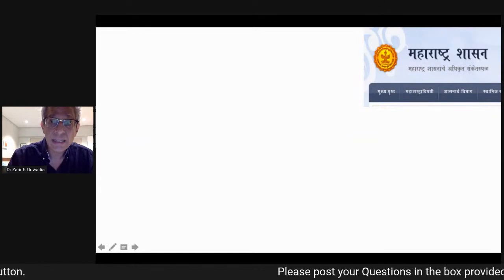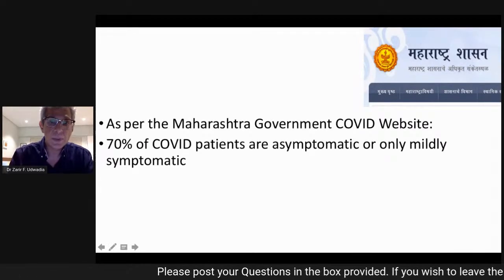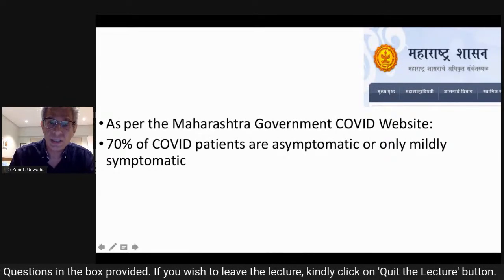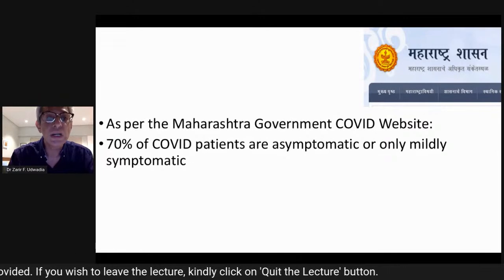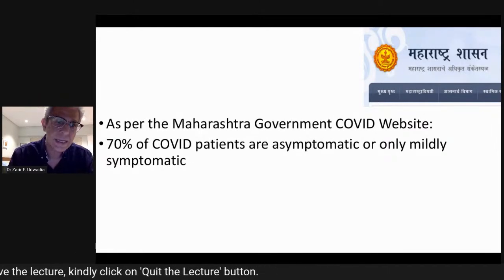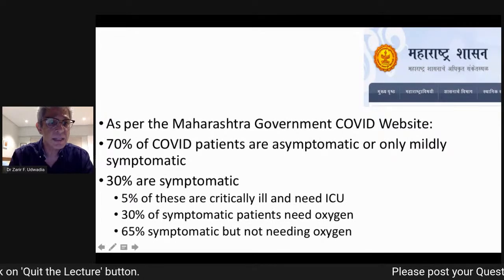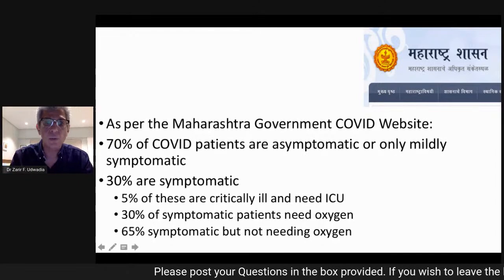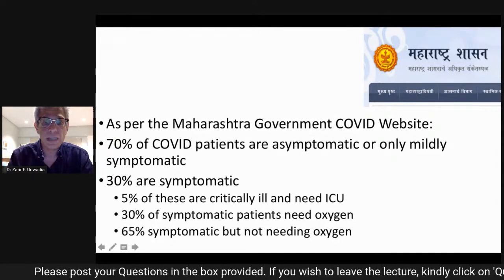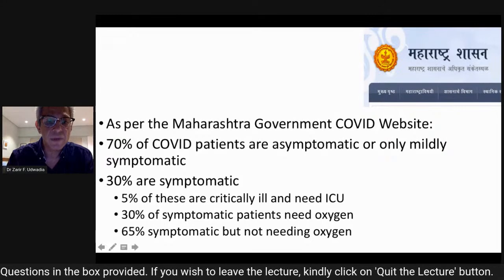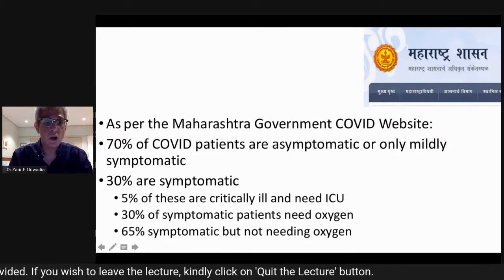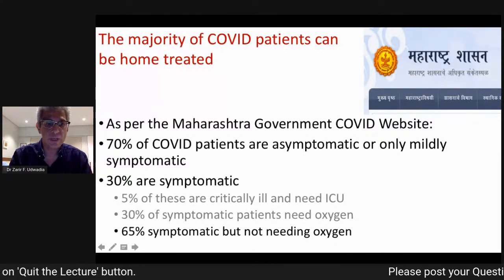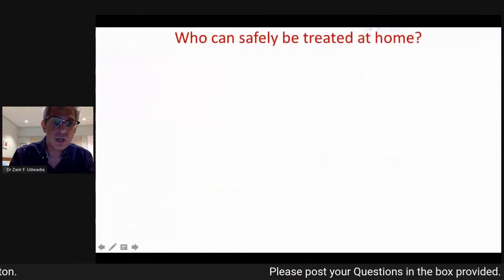Let's look at our own data from our Maharashtra site. As per the government COVID site, 70% of COVID patients in this city and across the state are asymptomatic or only mildly symptomatic and will generally stay that way. 30% are symptomatic and about 5% are critically ill and need ICU, very much like the Wuhan data. 30% of symptomatic patients need oxygen. 65% are symptomatic but don't need oxygen. So again, large numbers of patients, indeed the majority, if you exclude these two categories, can be treated at home.